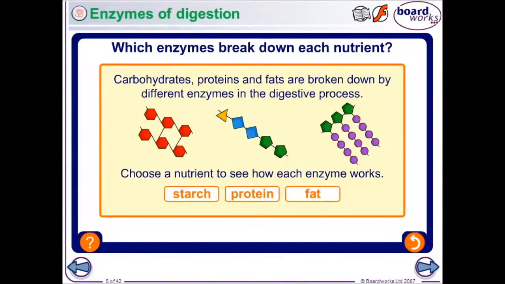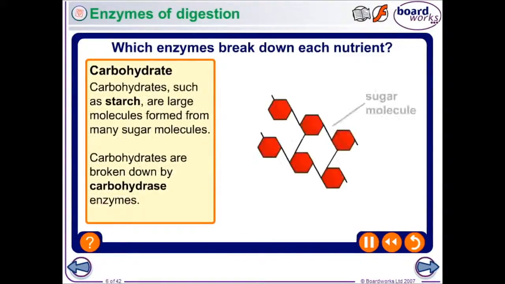Now we're going to have a look at some examples of enzymes which break down starch, which is a complex carbohydrate, proteins, and fats. Now if we start with starch. Starch is a complex carbohydrate. This means that lots of simple sugar molecules are all joined together to make one big long chain.